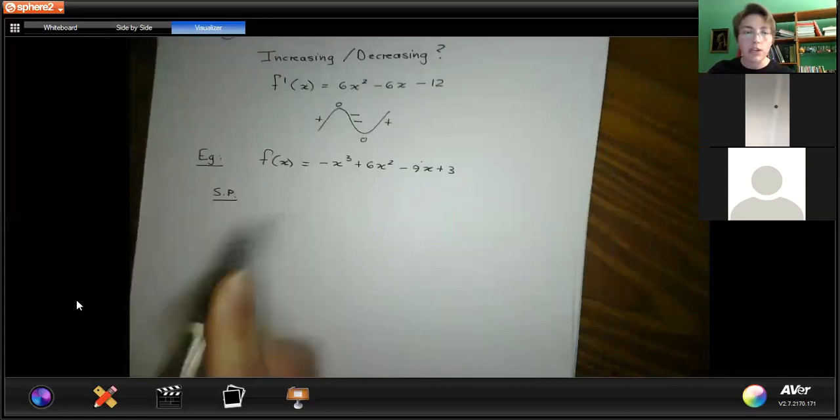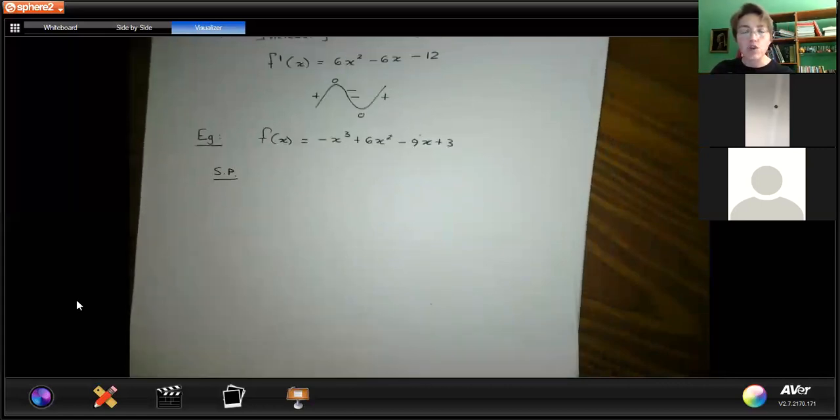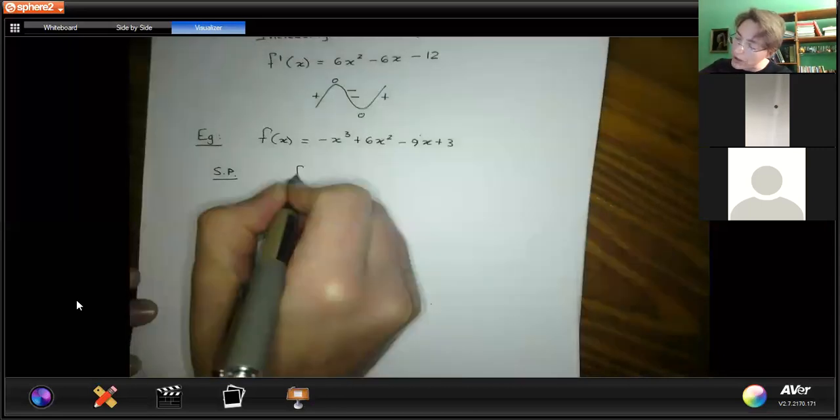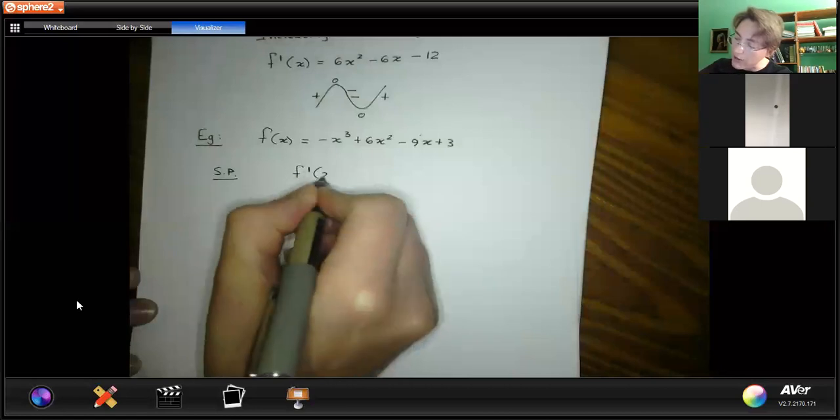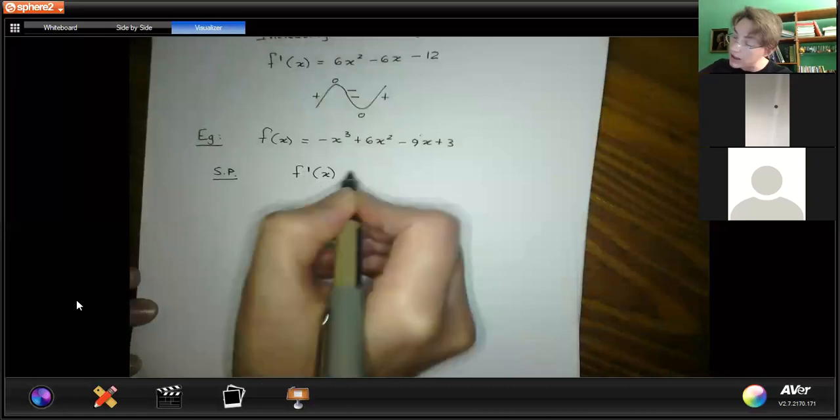Now, this is something you need to understand. The graph is stationary where the gradient is 0. So in order to find the stationary points, we have to set the gradient function equal to 0. So we need to set the first derivative equal to 0. So this is a rule. Whenever I want to find a stationary point, I find the first derivative and I set it equal to 0.